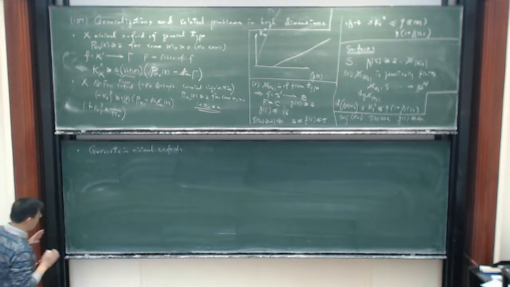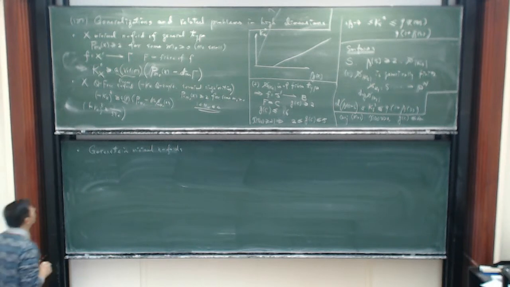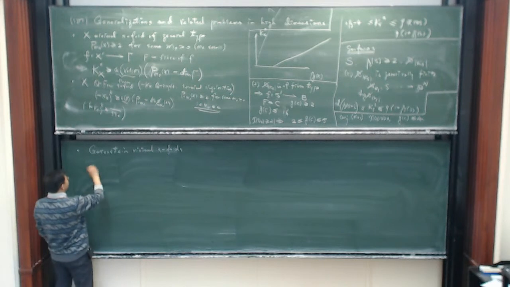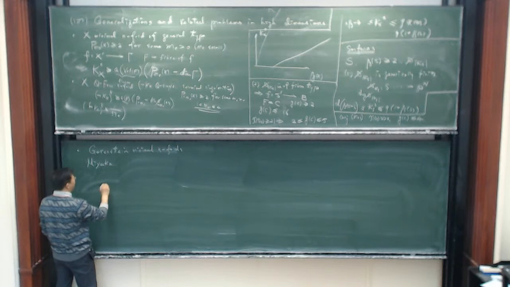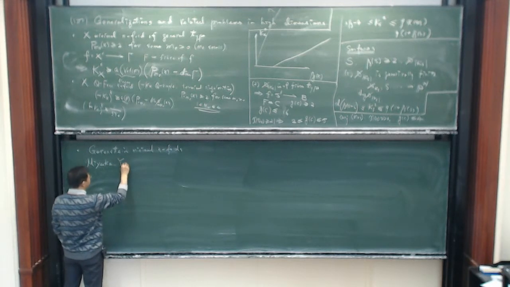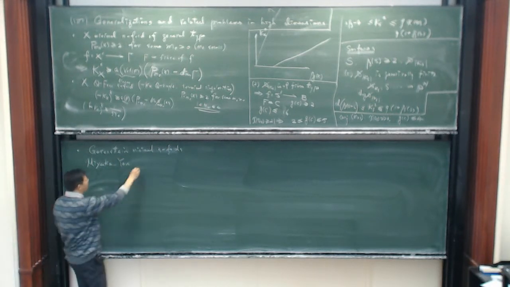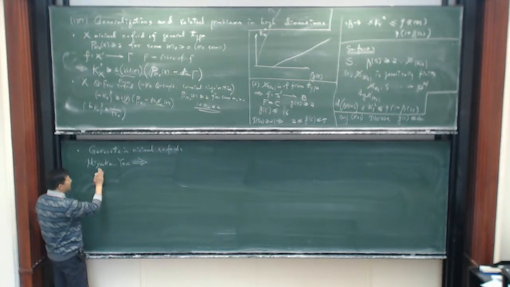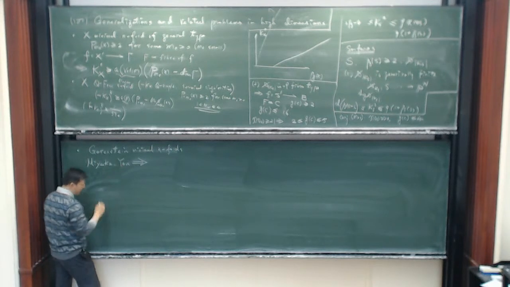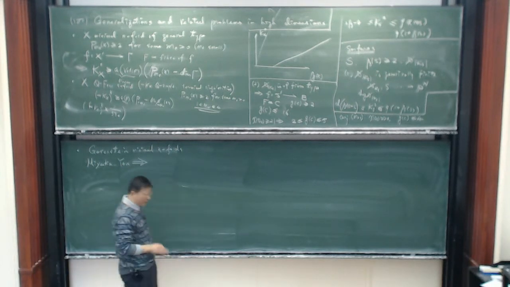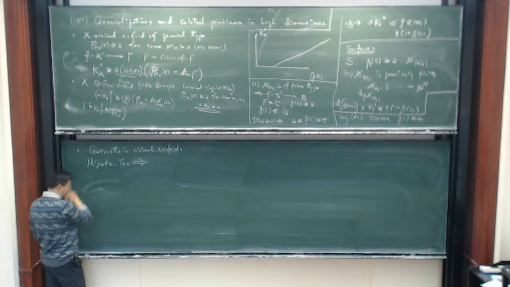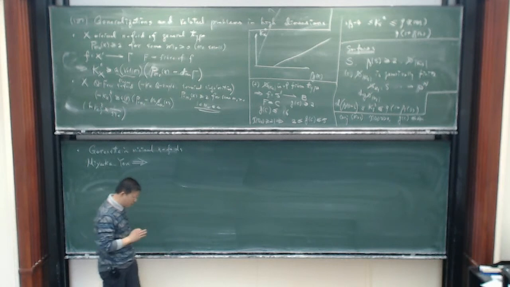Here, everything is general type. So in this case, we know that Miyaoka, of course, and Yau, they have such kind of inequalities. Let me say, Yau only studied canonically polarized varieties, but for all dimensions. Miyaoka studied minimal threefolds of general type.